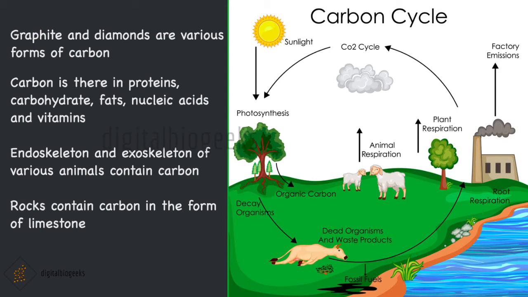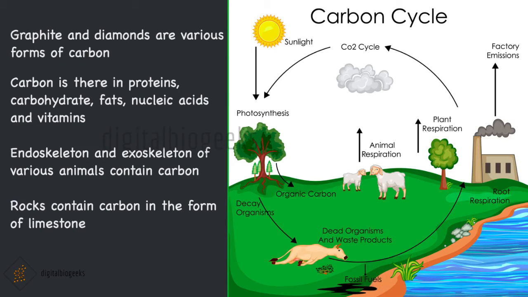When animals feed on these plants, they get these carbon compounds. When these animals and plants die and decay, some of the carbon is released into the atmosphere and some carbon remains in the soil. This carbon along with the dead remains of the plants and animals gets converted into fossil fuels over thousands of years.